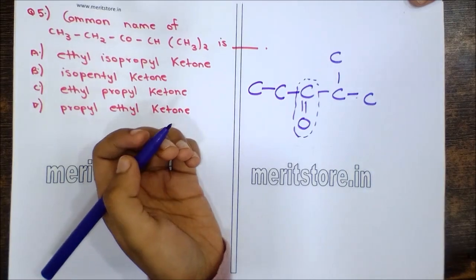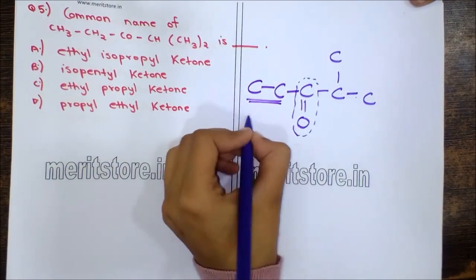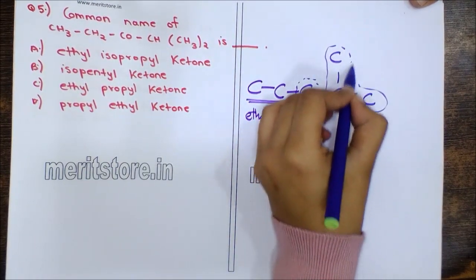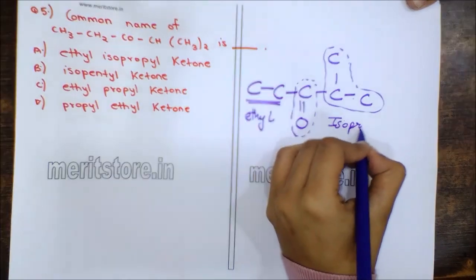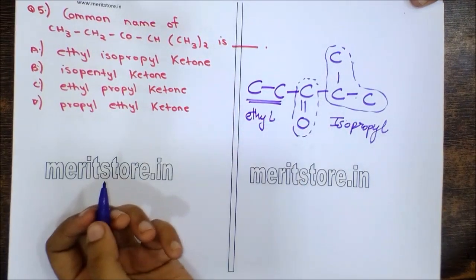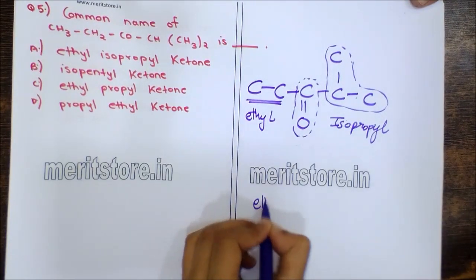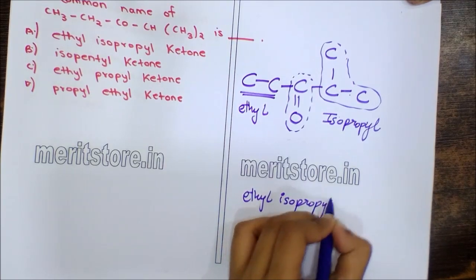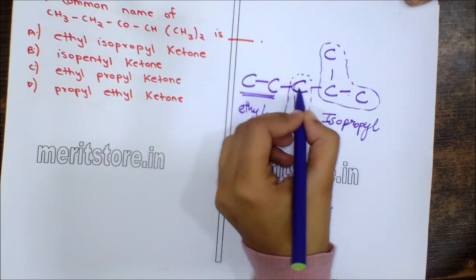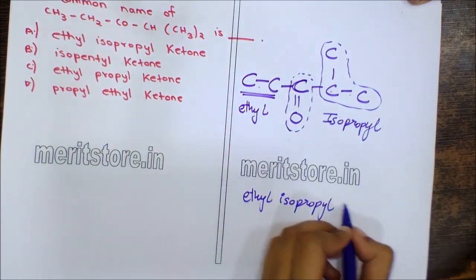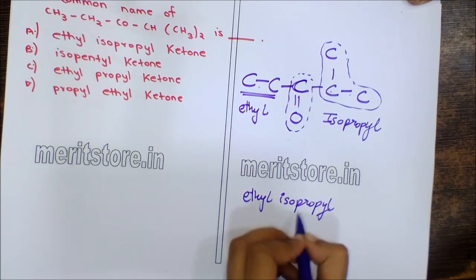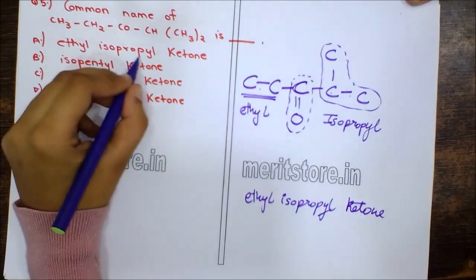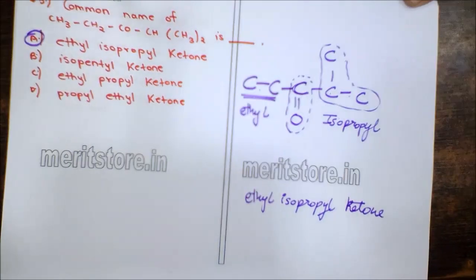So now I know this is my functional group. Now we'll check out what all is attached to my functional group. Over here I have an ethyl group attached to the functional group, and over here I have an isopropyl group which is connected to my functional group. So if I make a name out of it, it will be ethyl isopropyl. And it's a ketone because the carbon is not attached to any hydrogens, it's attached to both the carbons. So ethyl isopropyl ketone. This matches with option A. Therefore option A is my correct answer.